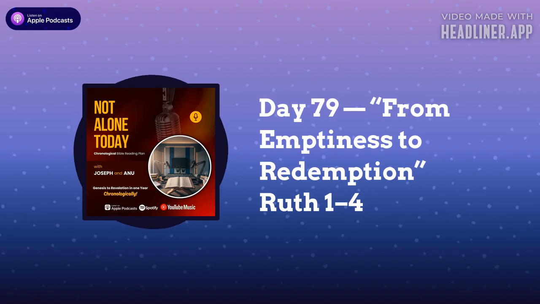When he made love to her, the Lord enabled her to conceive, and she gave birth to a son. The women said to Naomi, "Praise be to the Lord, who this day has not left you without a guardian redeemer. May he become famous throughout Israel. He will renew your life and sustain you in your old age. For your daughter-in-law, who loves you and who is better to you than 7 sons, has given him birth."